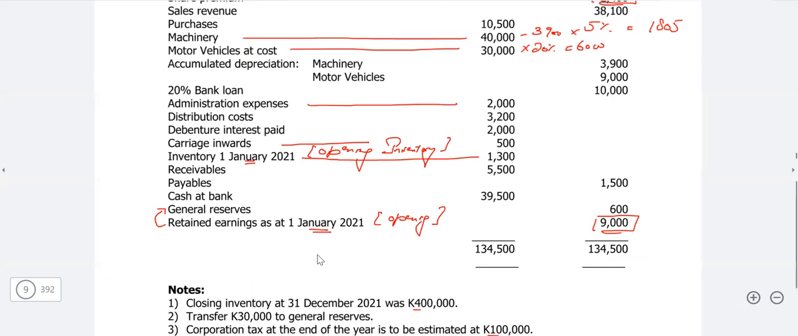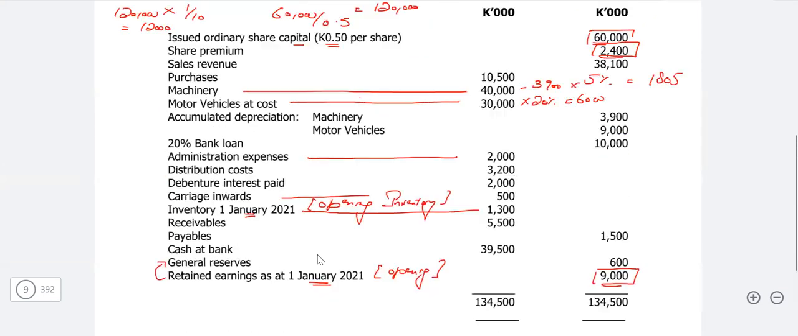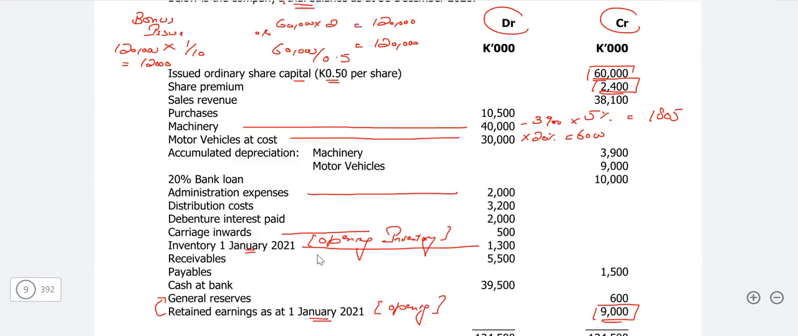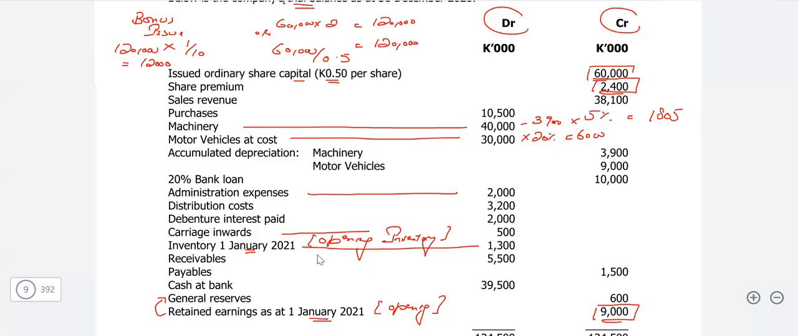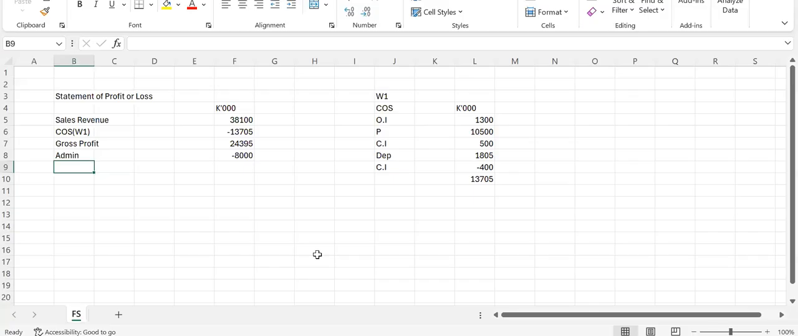Now, the motor van is depreciated at cost, on 20%, and the cost is 30,000. What we can do is 30,000 multiplied by 20%, which is 6,000. How is it calculated? 2,000 is in the trial balance, and then 30,000 at 20%, which is 6,000. We get total administrative cost of 8,000.